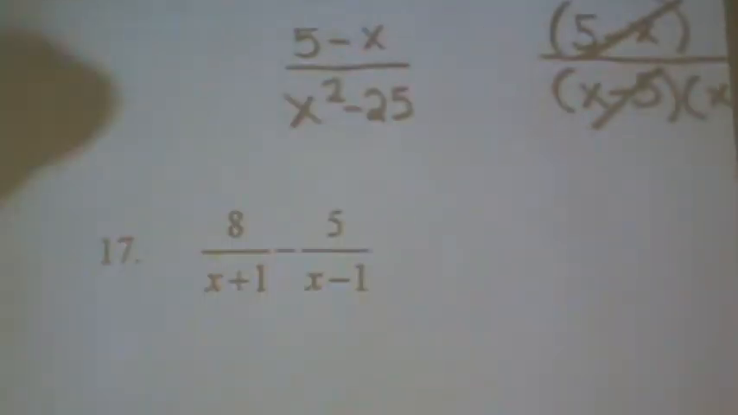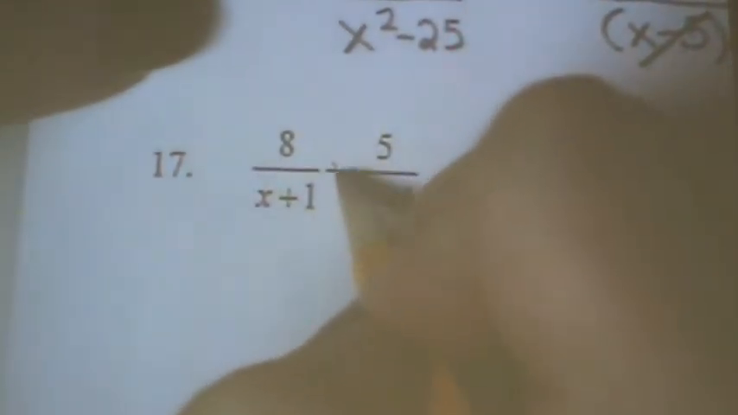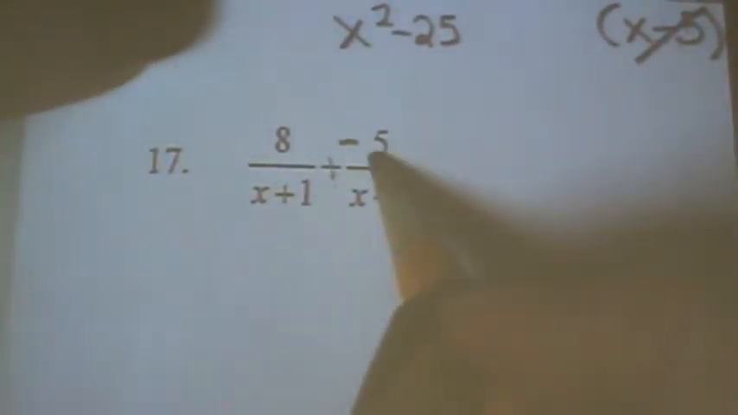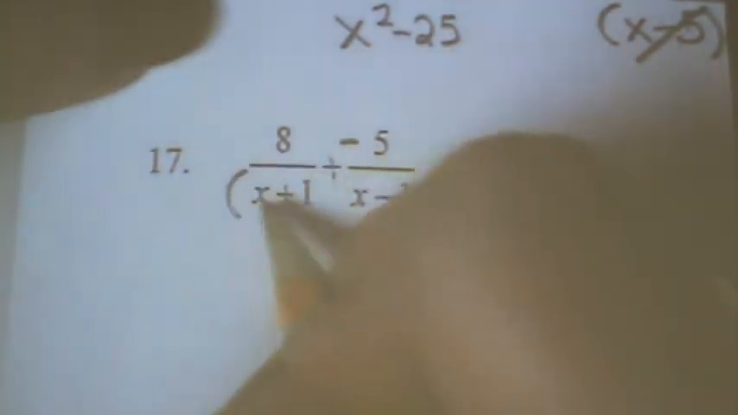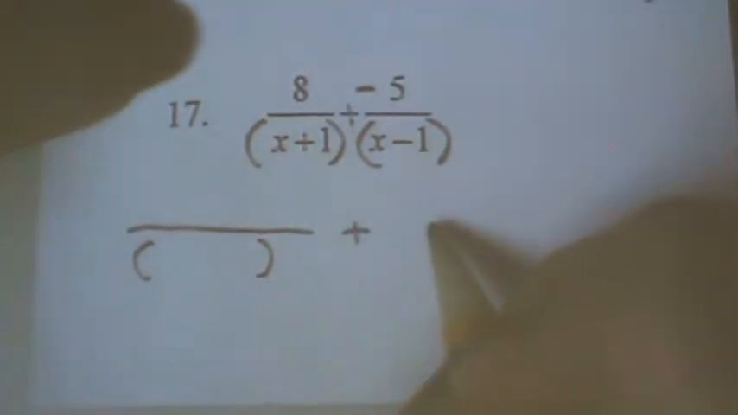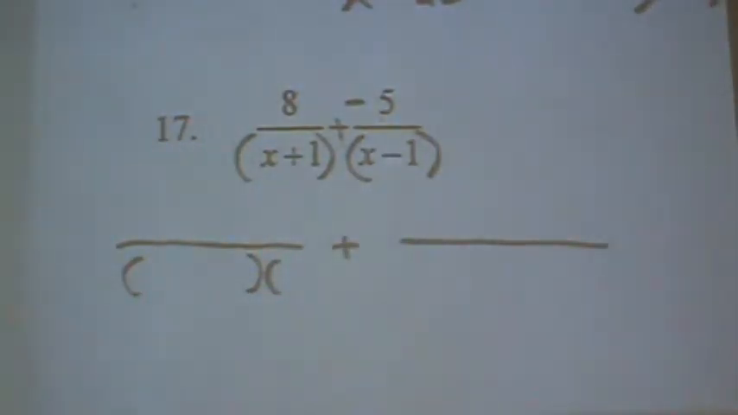Now number 17, you can't add or subtract these because they don't have the same denominator. So what I first did was I turned this into a plus sign and I gave that negative to the 5 here. So my common denominator, I'm going to put parentheses around those 2 denominators, and I'm going to say, okay, what's my common denominator for these 2? Well, it's going to be, let me get a new sheet of paper out. My common denominator is going to be x plus 1 times x minus 1.